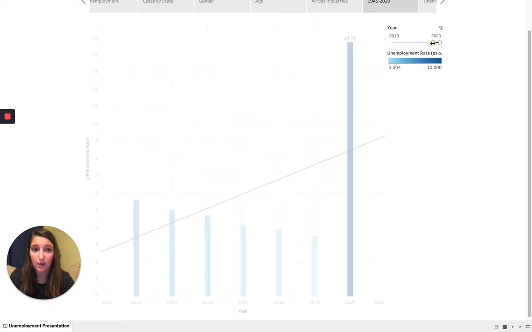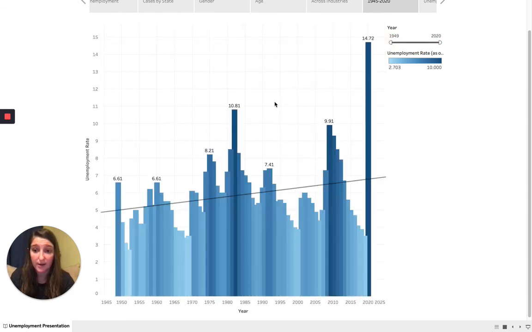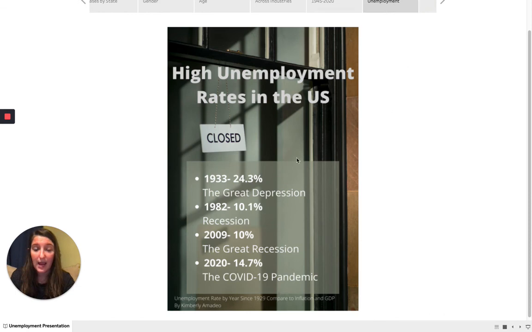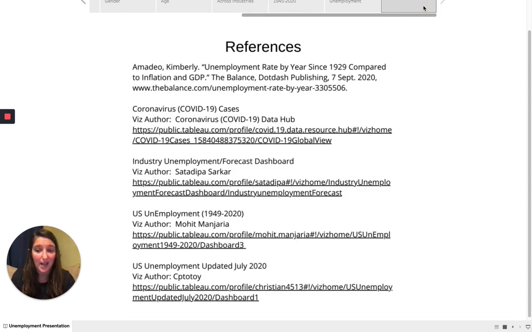So when we look at the recent history, the effects, and geographically by gender and age, we can see that unemployment is a direct effect of the global healthcare crisis. And we can see that the Great Depression in 1933 had a 24.3% unemployment rate. We noted these in the previous slide, the recessions and the Great Recession of 2009, and COVID-19 at its peak at 14.7%. So again, a direct effect of the global healthcare crisis.